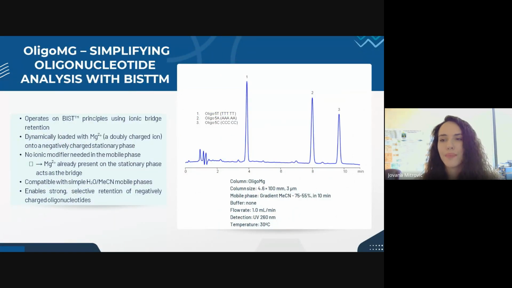So while BIST offers a powerful solution for oligonucleotide analysis, we wanted to take that simplicity one step further. So we developed a dedicated column called OligoMG. OligoMG operates on the same foundational principle as BIST, ionic bridging, but with a key improvement. It completely eliminates the need to add any bridging ions in the mobile phase. So here is how it works.